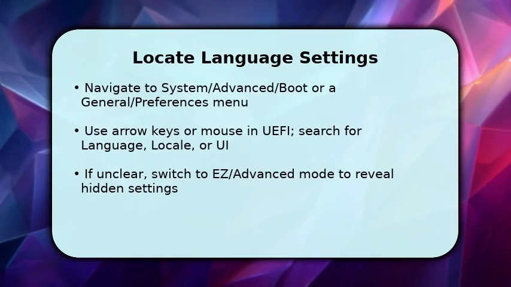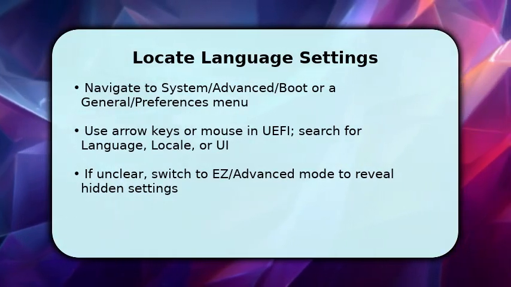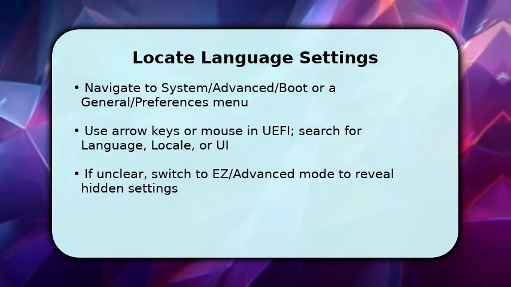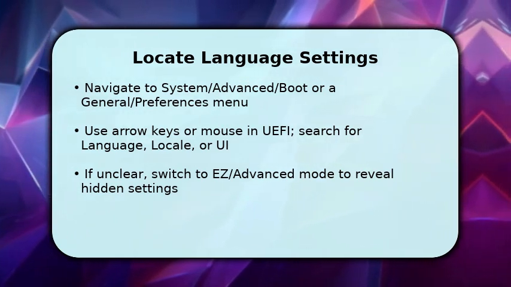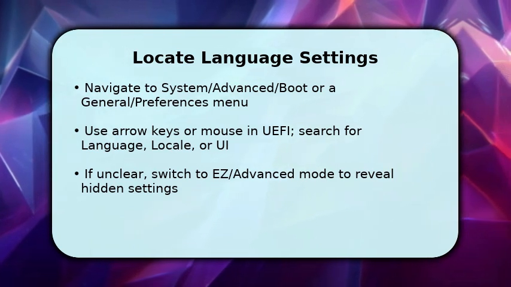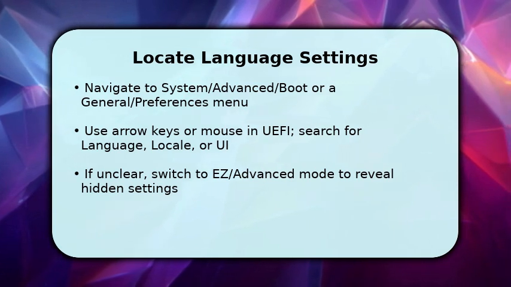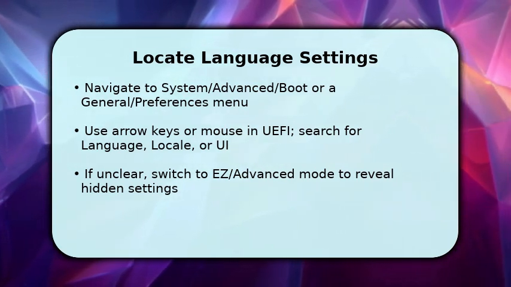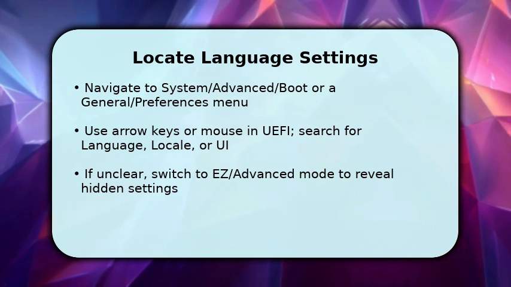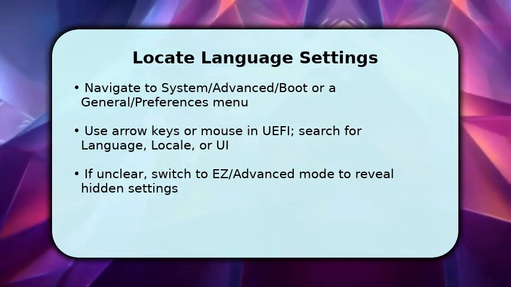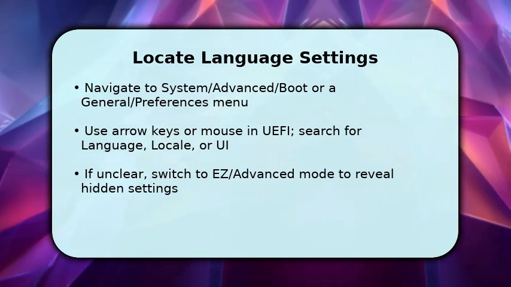Once inside, navigate through System, Advanced, or a General or Preferences tab. UEFI often exposes language under those headings. You'll use arrow keys in legacy BIOS or a mouse in modern UEFI. Find entries labeled Language, Locale, or UI Language and open that field. If the menu is minimal, toggle from Easy to Advanced mode to reveal additional options. This often unlocks the language selector.